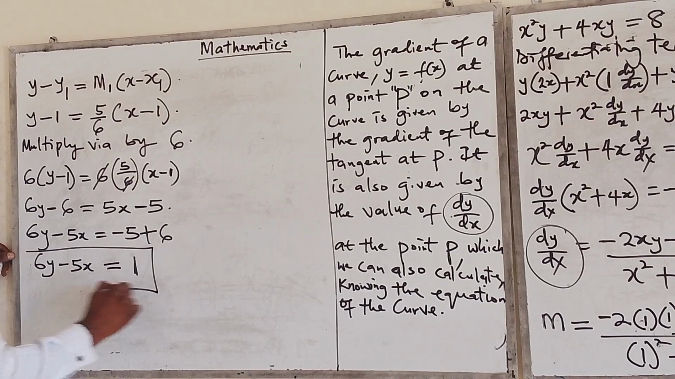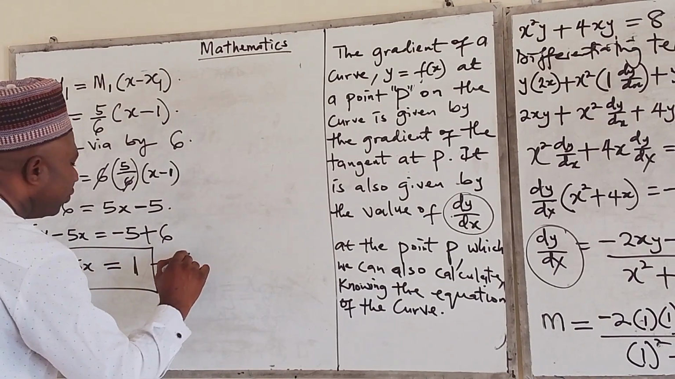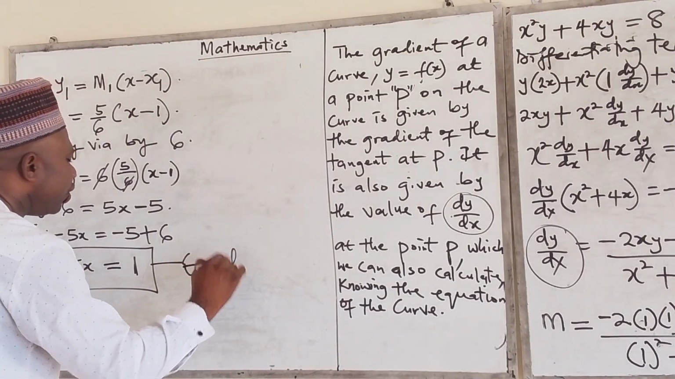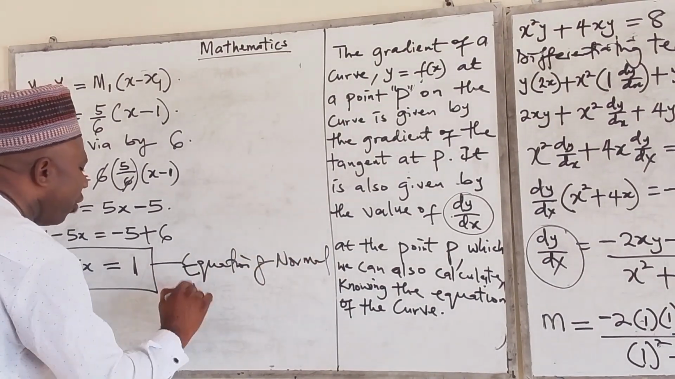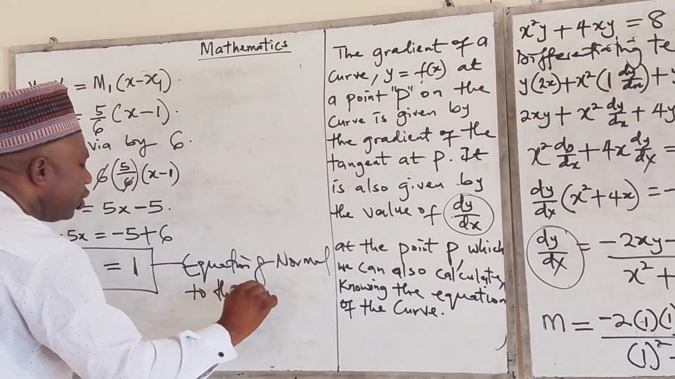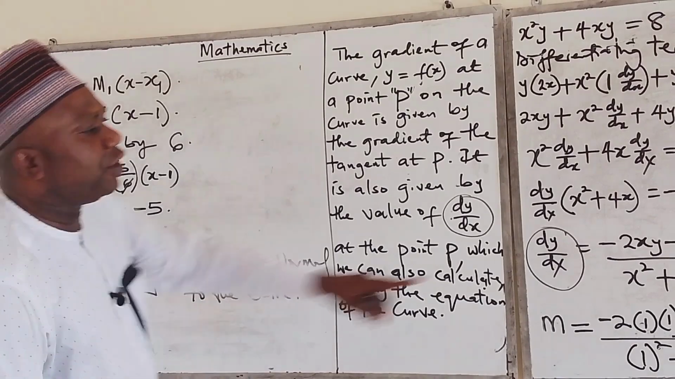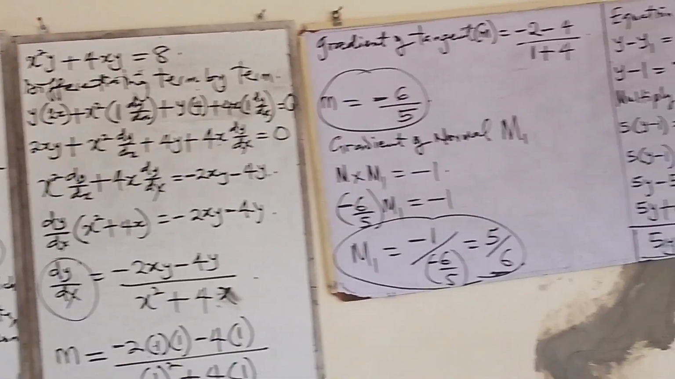So this is the equation of normal. Yes, this is the equation of normal to the curve. And here we have the equation of tangent to the curve.